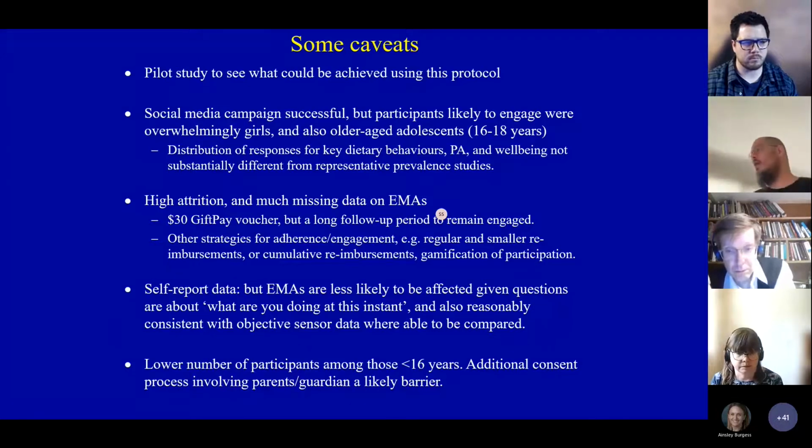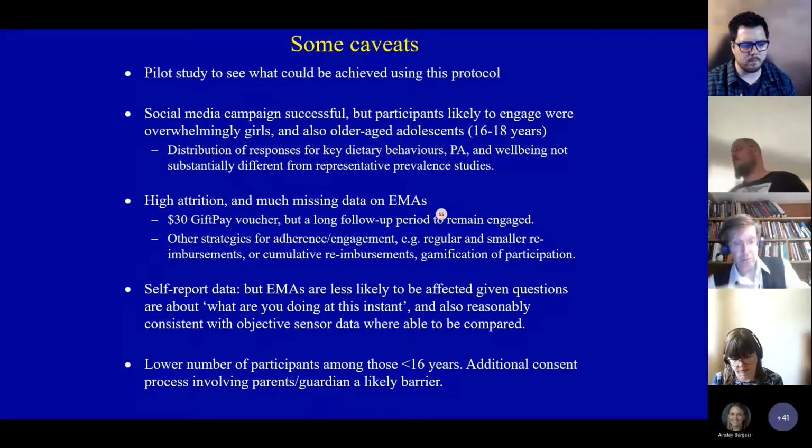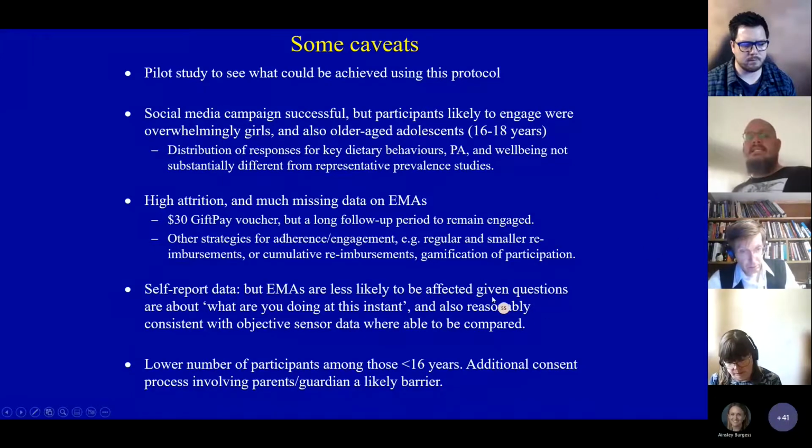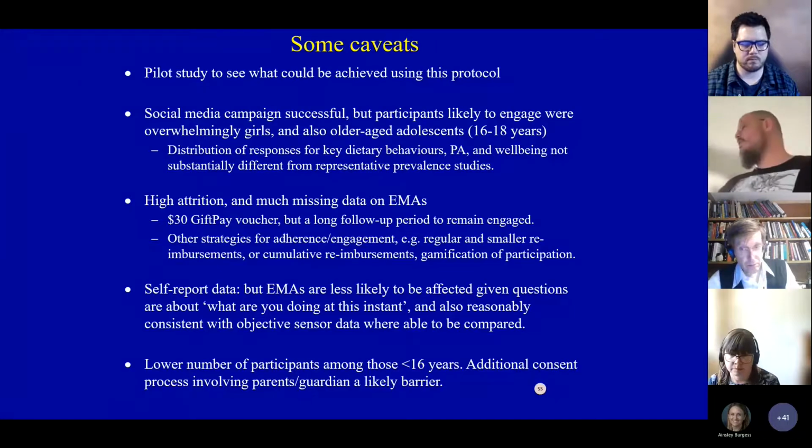And we had the self-reported data in most of cases, which is interesting, but it is also interesting to cross the self-reported data with the sensor data. And we also had problems with the low number of participants with less than 16 years old, probably due to the additional consent process involving parents, guardians in the process.